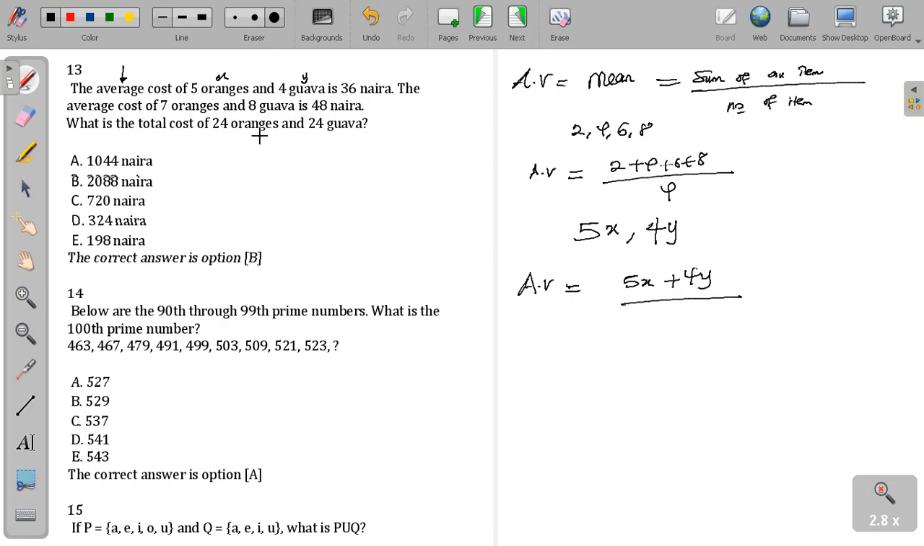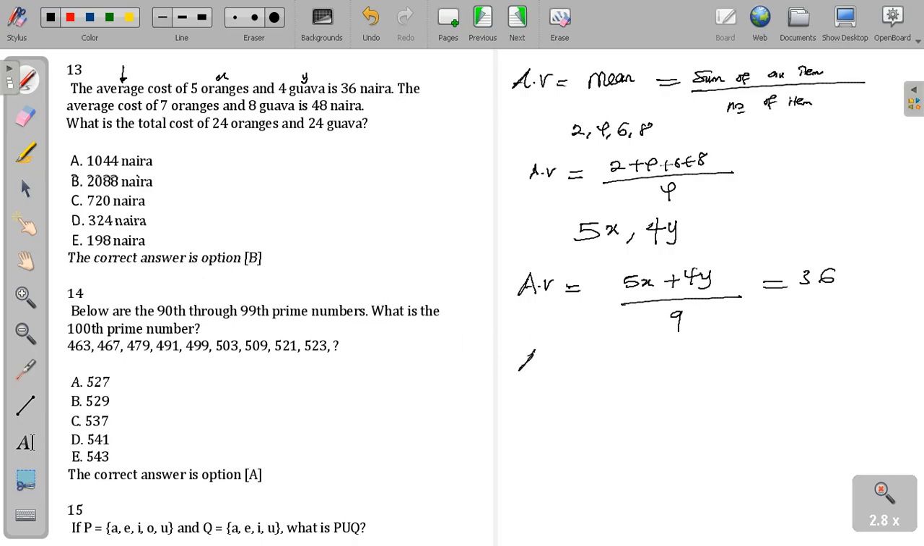They are all 9, the number of items, the number of fruits there. Are they not 9? They are 9. That's the number of fruits. So I've been able to express this one as x and y. The average cost of 5 oranges, which is 5x, plus the other one, which is 4y, divided by 9, is 39. So I'll put it equal to 39. I'll do the same thing for the other one too.